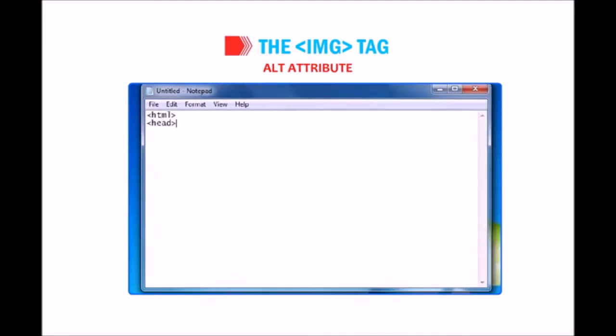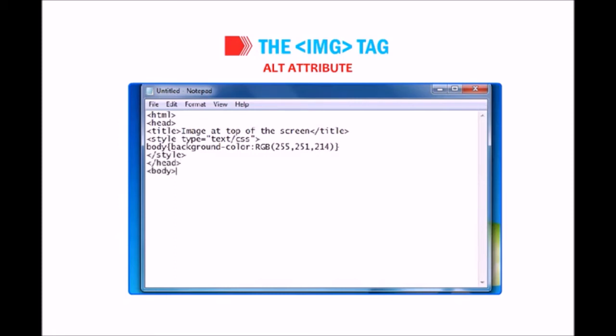html head title image at top of the screen /title. style type equals to text/css. body curly braces background-color colon RGB(255, 251, 214) curly braces close /style /head. body p img src equals to santa_workshop.gif alt equals to image of the Santa hut style equals to float colon right semicolon width colon 200 pixels semicolon height colon 150 pixel /p /body /html.